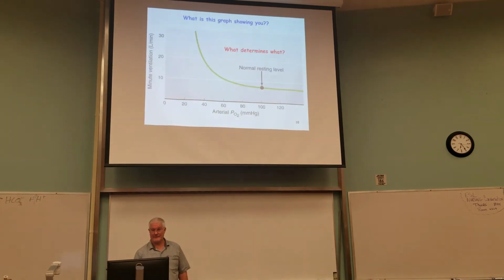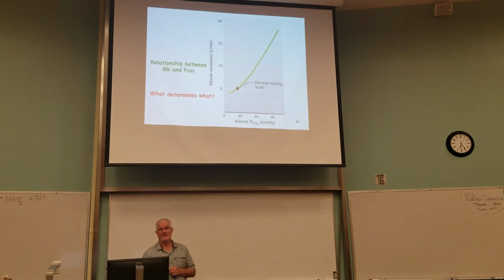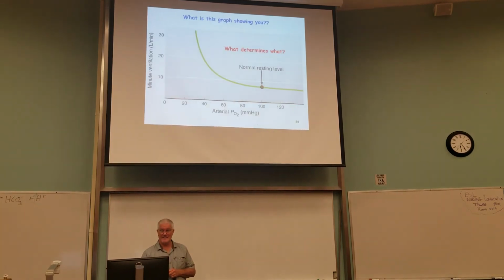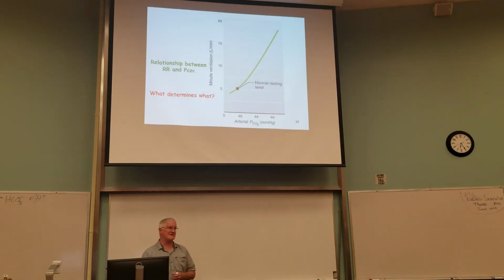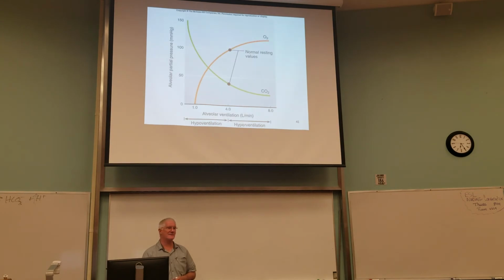All right, now, what is the dependent variable on this graph? Jessica, what's the dependent variable on this graph? Ventilation rate. Katie, what's the dependent variable on this one? Ventilation rate. Daniela, what's the dependent variable on this one? So, ventilation is controlled by PO2. Ventilation controlled by PCO2. Ventilation controlled by pH. What about this one?